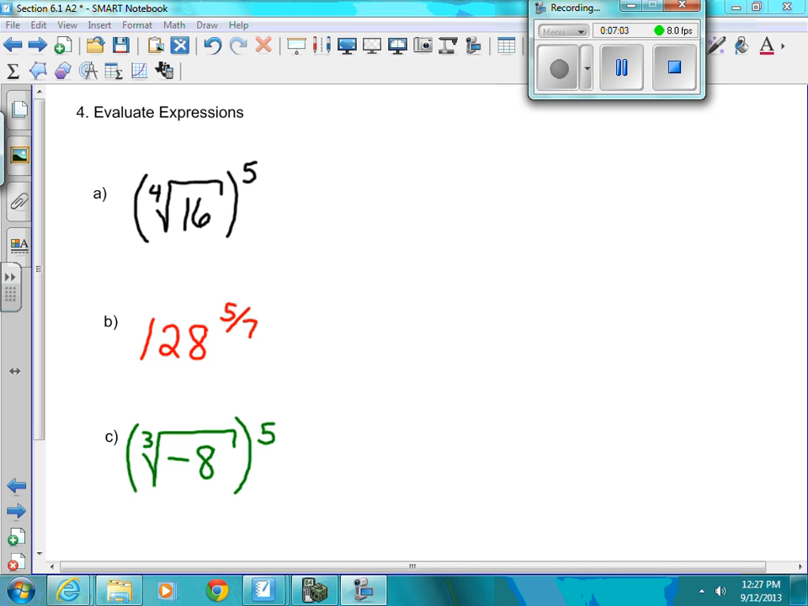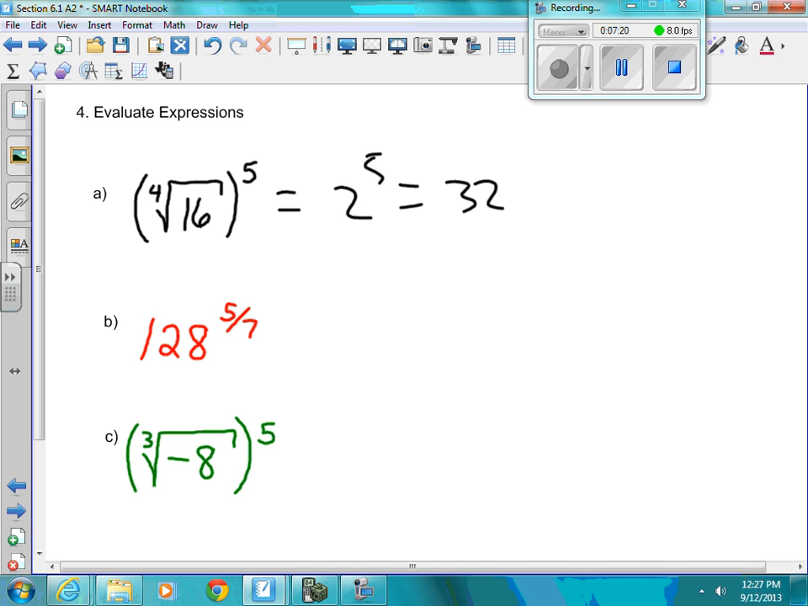That basically means simplify them as much as you possibly can. The 4th root of 16 to the 5th power. Well, what is the 4th root of 16 in your calculator? Practice that like we just did in the last problem. It should be 2 to the 5th power, which is just 32.